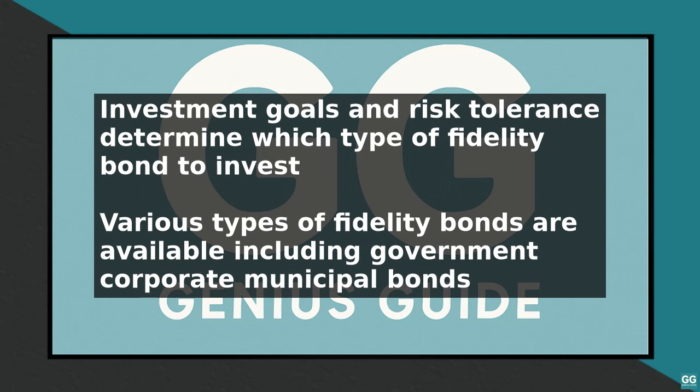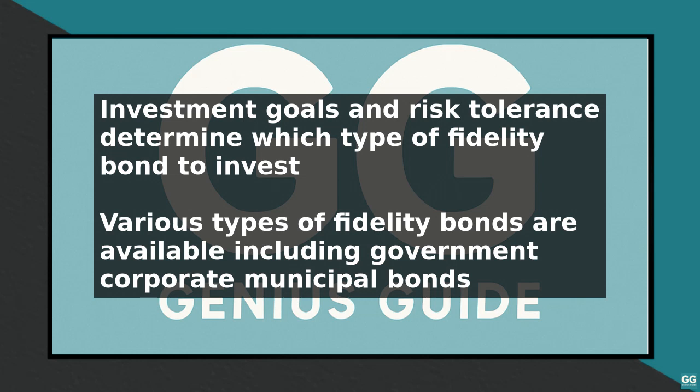There are various types of Fidelity bonds available, including government bonds, corporate bonds, and municipal bonds. Government bonds are generally considered to be the safest, while corporate bonds offer higher yields but come with higher risks.